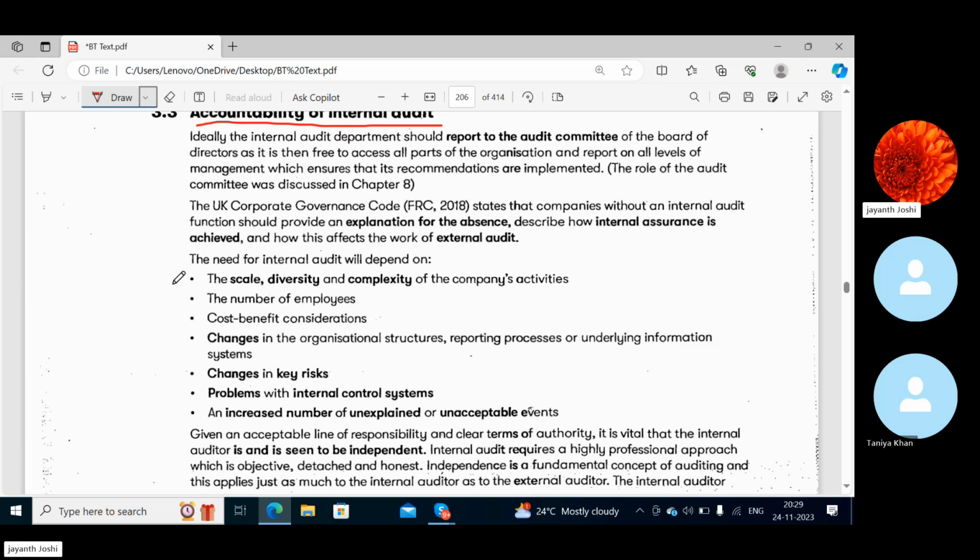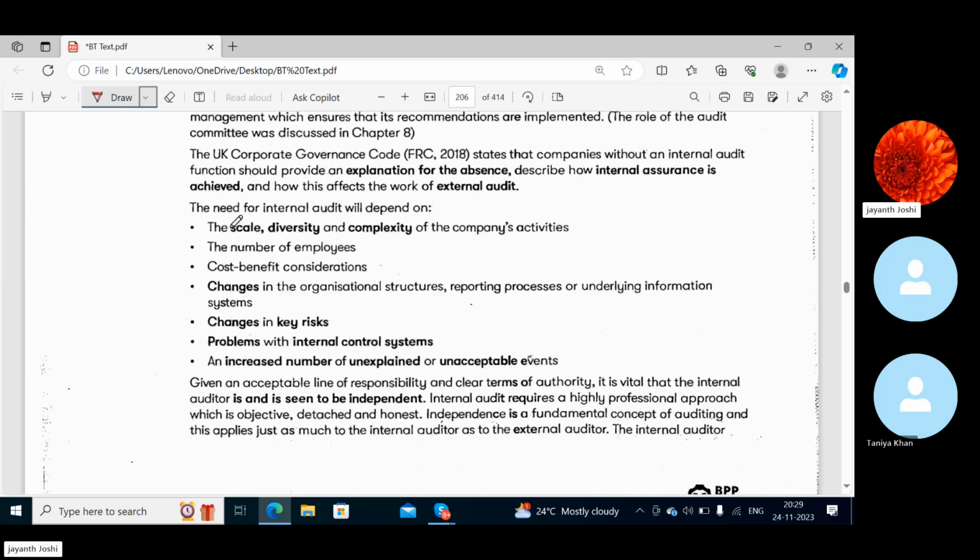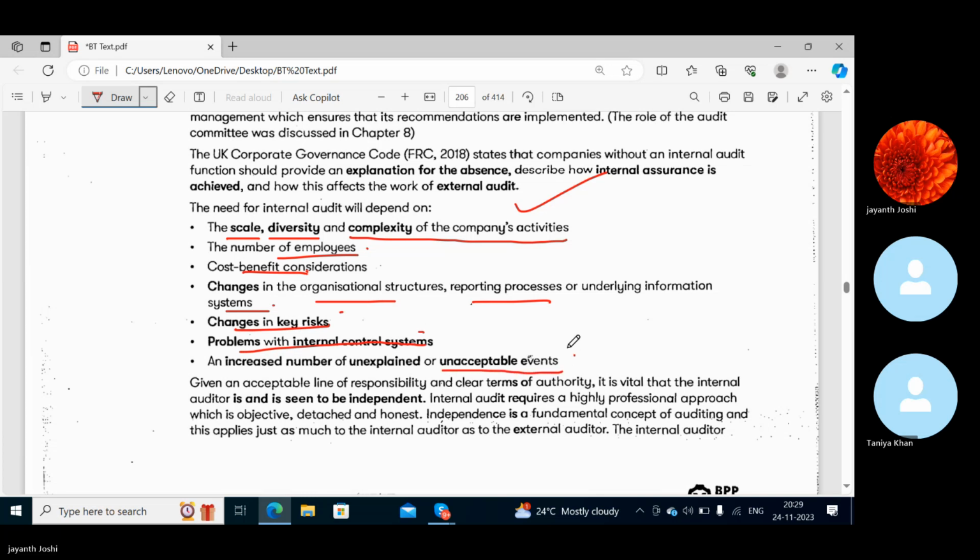Now, the need for internal audit will depend on what? The scale at which the company is operating, the diversity of operations, the complexity of the company's activities, the number of employees, cost-benefit considerations, changes in the organizational structure, reporting processes or underlying information systems, changes in key risks, problems with internal control systems, and an increased number of unexplained or unacceptable events. When you see all this, there is a need for internal audit.